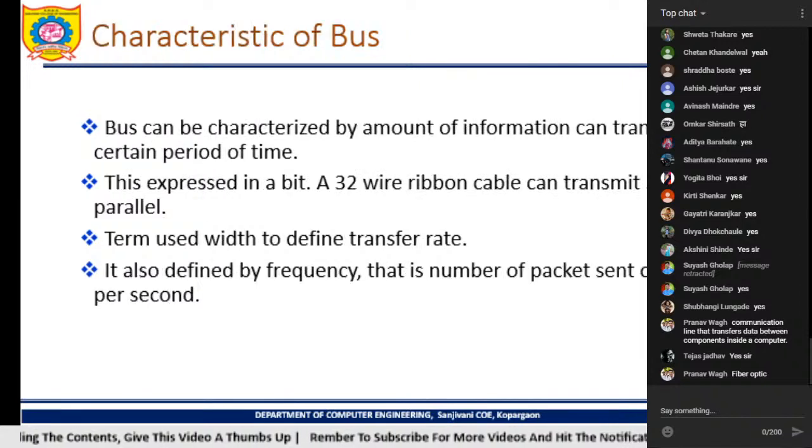So what are the characteristics of a bus? A bus can be characterized by the amount of information that can be transferred in a certain period of time. At a clock cycle, how many bits a bus can send or receive is its characteristic, meaning how powerful that bus is. If two devices are communicating with each other with 32 bits at a time, that bus becomes a 32-bit bus. Are you getting me? So it is expressed in bits.